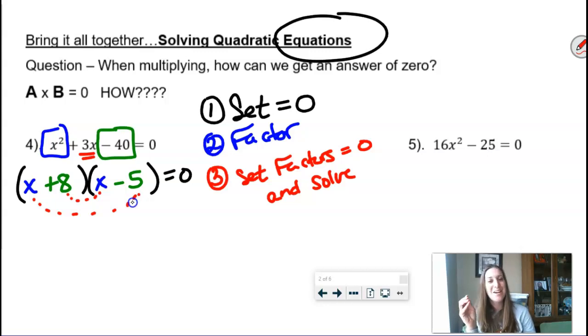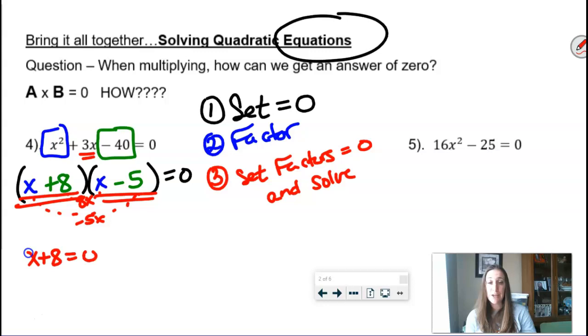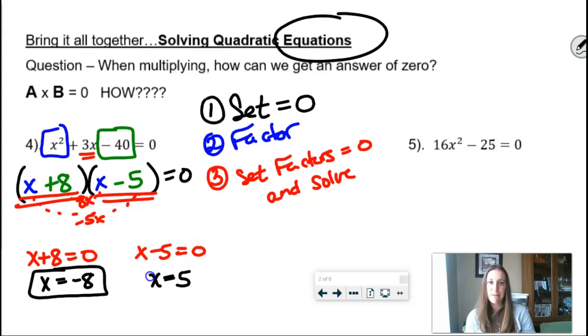Okay, now that I've checked my arches and I know I have the right factors, I can set my factors equal to 0. So this and this, these are each factors. We're going to take the x plus 8, and we're going to say it could be 0. And then we're going to take the x minus 5, and we're going to say it could be 0. And we're going to solve these two linear equations. Right here, we would subtract 8 over, and we get x equals negative 8. And then right here, we're going to get x equals positive 5.